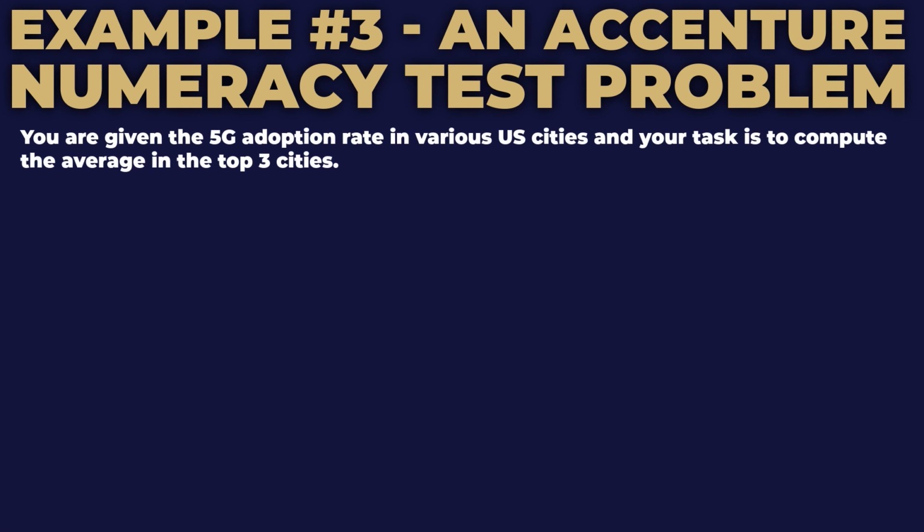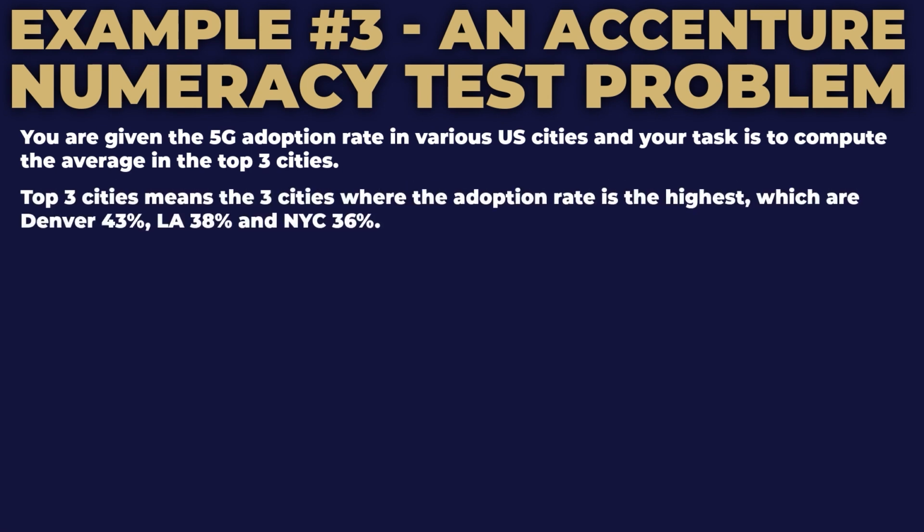In this example, you are given the 5G adoption rate in various U.S. cities, and your task is to compute the average in the top 3 cities. Of course, top 3 cities means the 3 cities where the adoption rate is the highest, which are Denver at 43%, LA at 38%, and New York City at 36%.